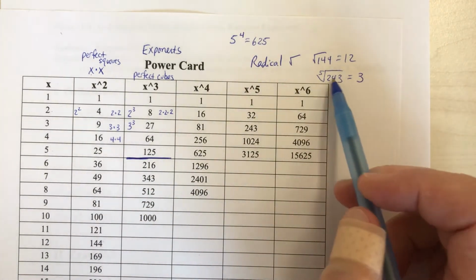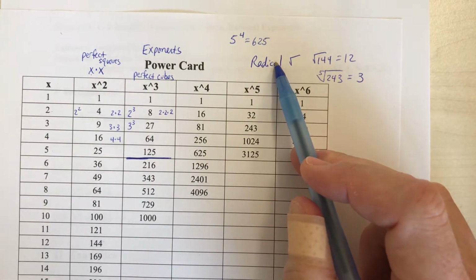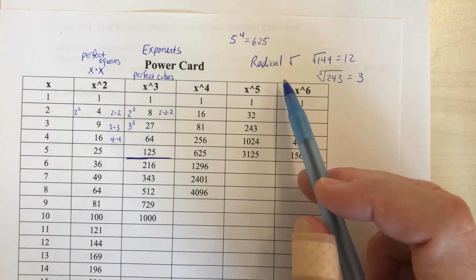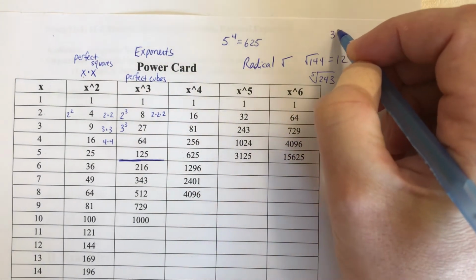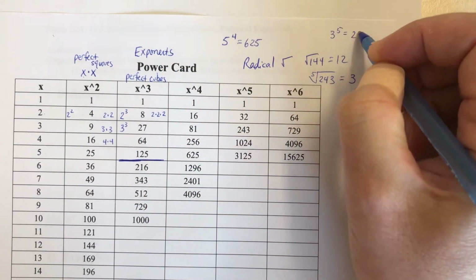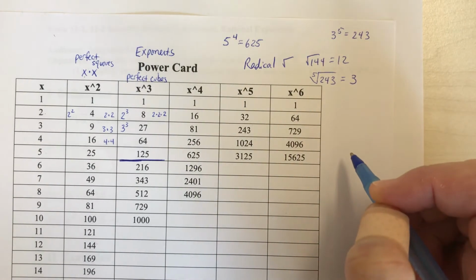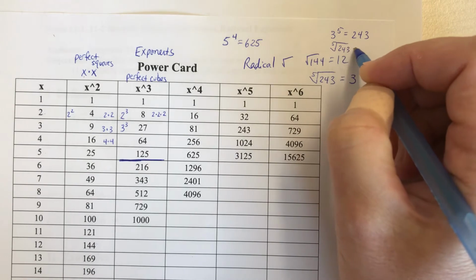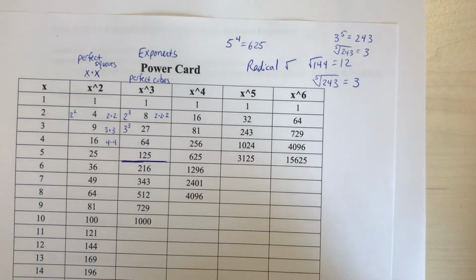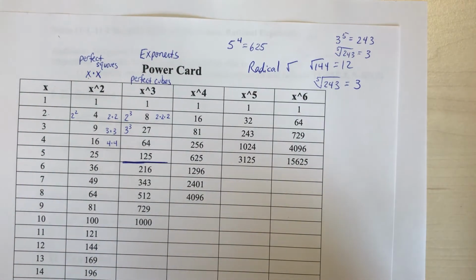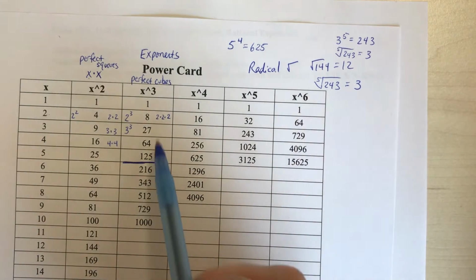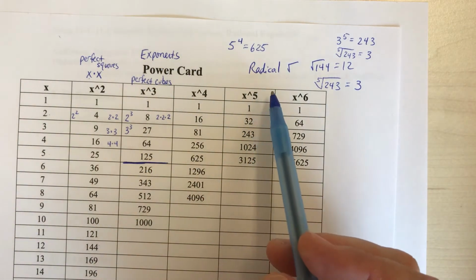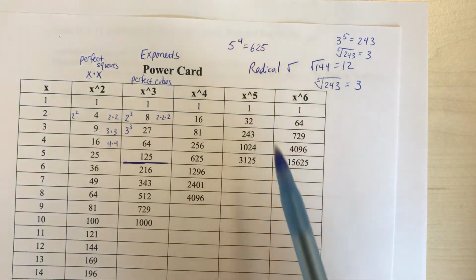And again, a radical is just going to undo an exponent. So if I say 3 raised to the fifth is 243, I can undo that by saying the fifth root of 243 gets us back to the original number, which is 3. Okay, so exponents and radicals are related to each other. They are inverse operations.